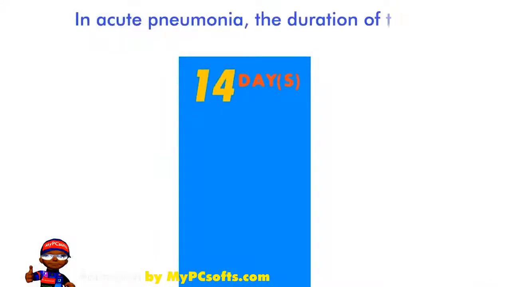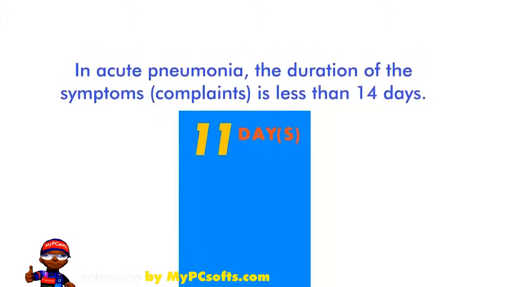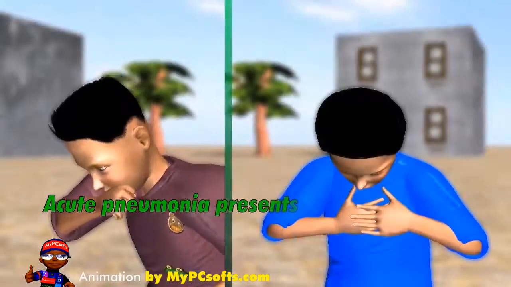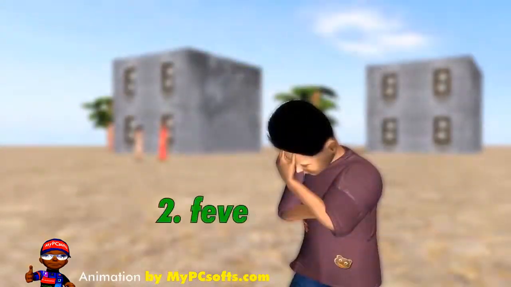In acute pneumonia, the duration of the symptoms, that is, complaints, is less than 14 days. Acute pneumonia presents with the following: one, cough, fast and difficult breathing, and two, fever.